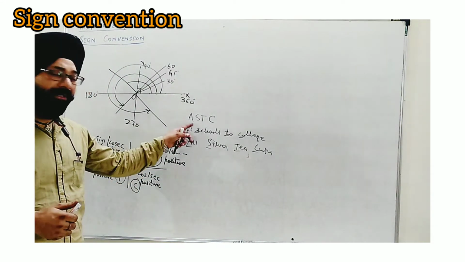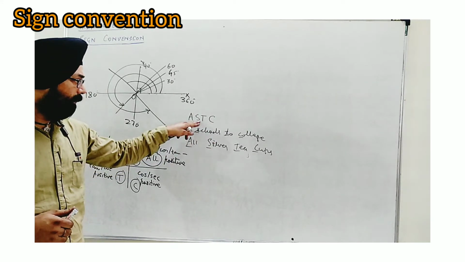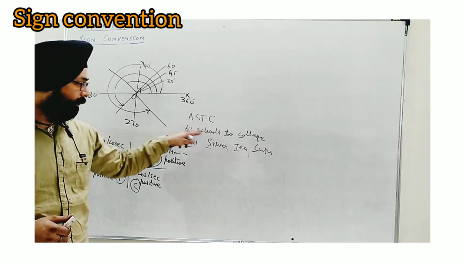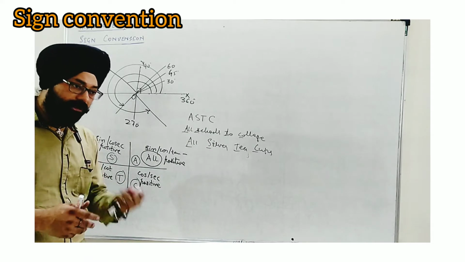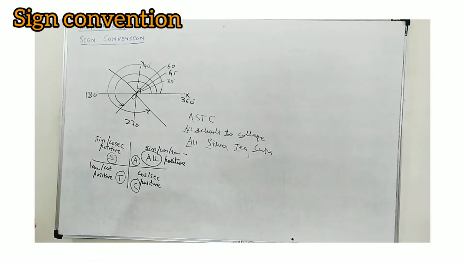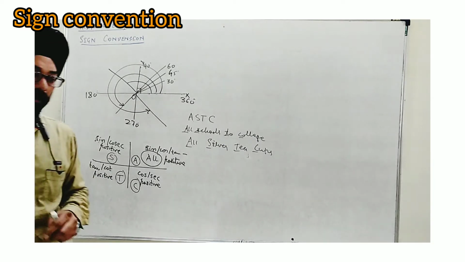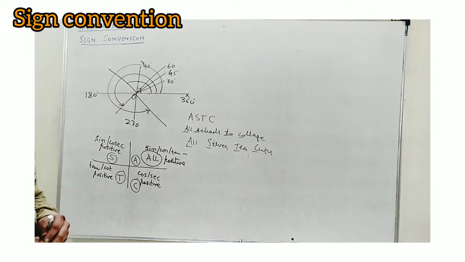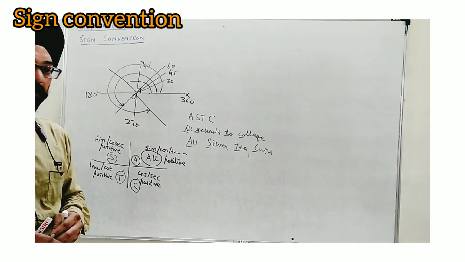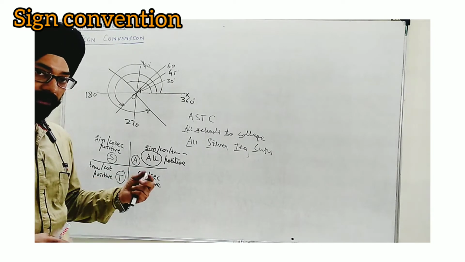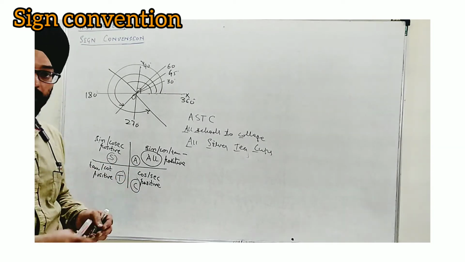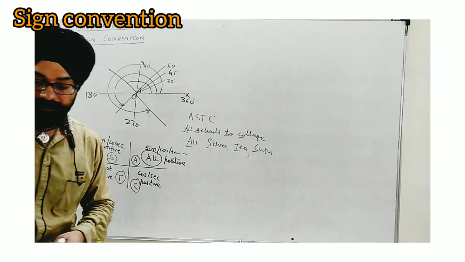Here we see that mainly it is ASTC. This says all, sine, tan, and cos. This is the sequence of the positivity of the trigonometric functions we have to keep in mind. This only is the sign convention. Now this is associated with the nature of a function. Next we are going to see how this affects the nature of a function in different quadrants. Let's see.